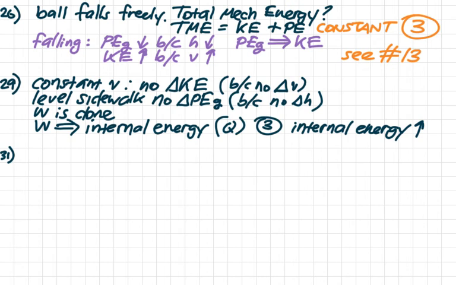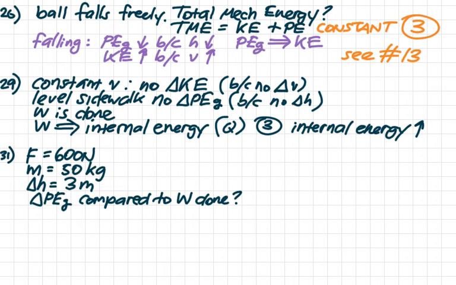And the last set of problems for this video is 31 through 36. So 31, we have this guy lifting something using a pulley. It wants to know what's the change in gravitational potential energy as compared to the work that's done. Let's take a look at the work that's done. The work is FD. We have 600 newtons worth of force being applied, and the displacement would basically be how much rope is being pulled. 3 meters of rope is being pulled.